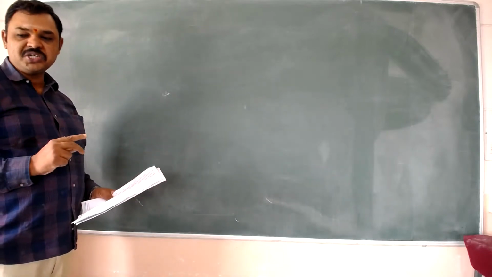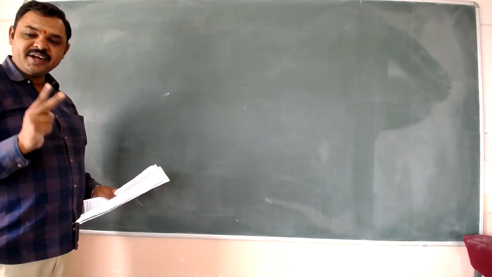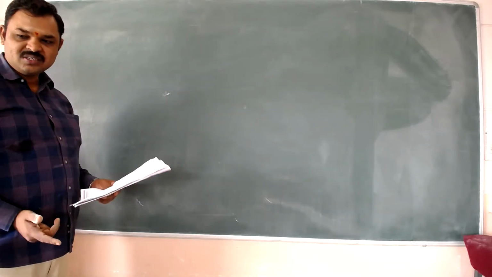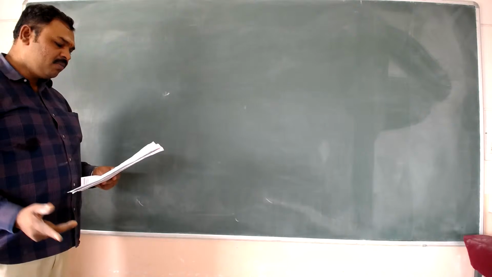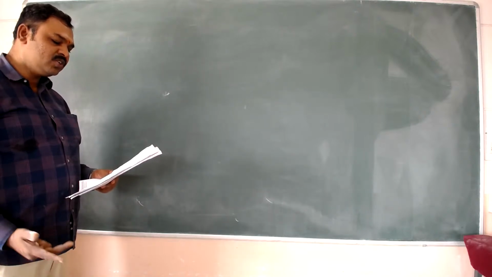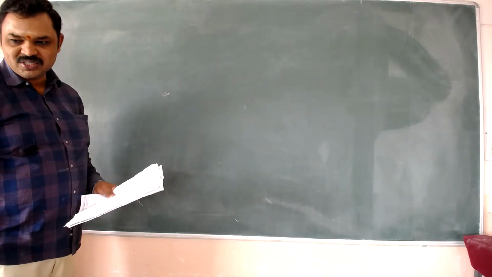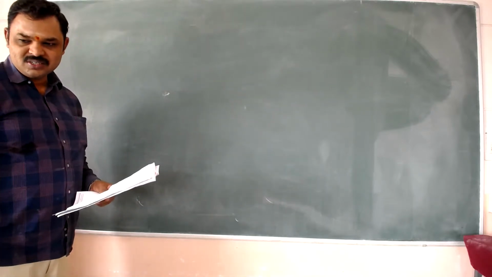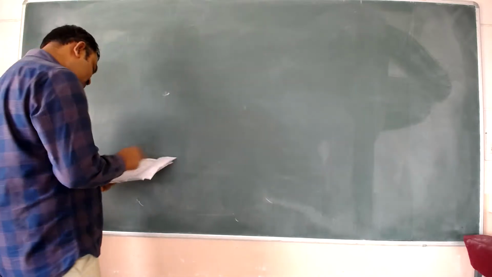That means the expression of two alleles in the heterozygous condition is called which phenomenon? Codominance. What are the options they have given? Partial dominance, complete dominance, codominance, incomplete dominance. But it is relevant with this. What is the answer? Codominance. So you have to note this down.